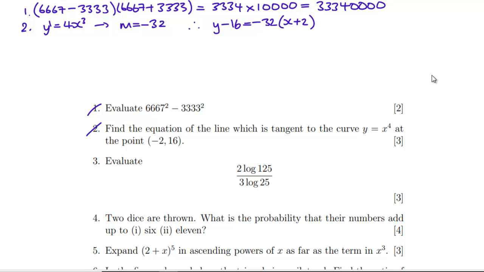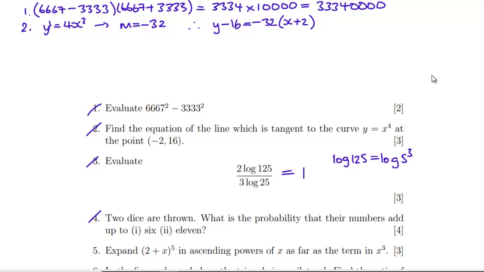So far so good. Evaluate these logs. So 2 log 125, so 125 is 5 cubed, so that's 6 log 5, and we got 6 log 5 at the bottom as well, so we got 1. Actually writing those out, you just got to change them into the powers. 125 is log 5 cubed, take the 3 down to the front.